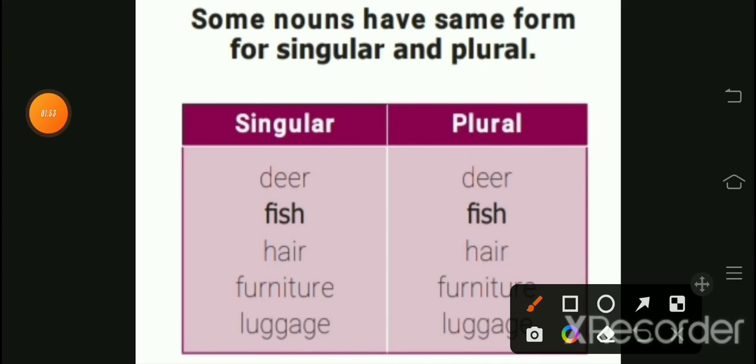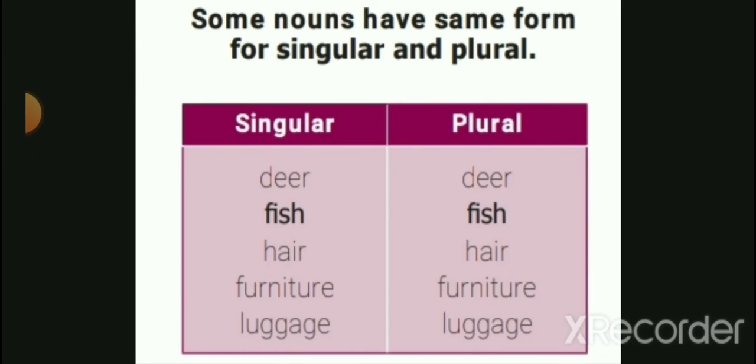And another type is some nouns have the same form of singular and plural. Yes, there are some exceptions in this also. If we say some words in singular, it will be the same in the plural form also. For the first one, that is deer, the plural form is deer. And second one is fish, and the plural form is also fish. And hair in singular and the same hair in plural. And see the fourth example, that is furniture, and furniture in singular and furniture in plural.